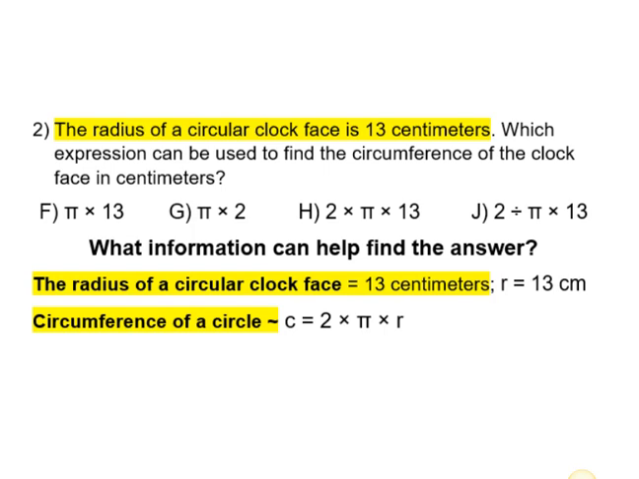Also, since we are looking for the circumference of the clock face, we must know what the formula of the circumference is, and that is C is equal to 2 times pi times R. The formula for the circumference of a circle is 2 times pi times R.